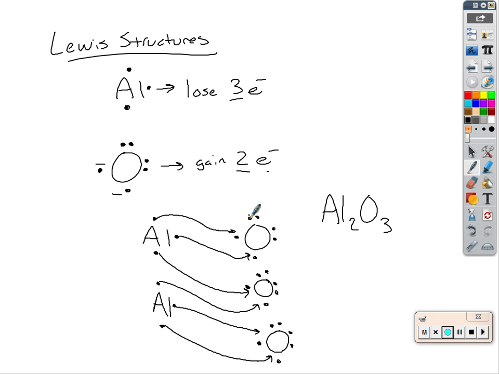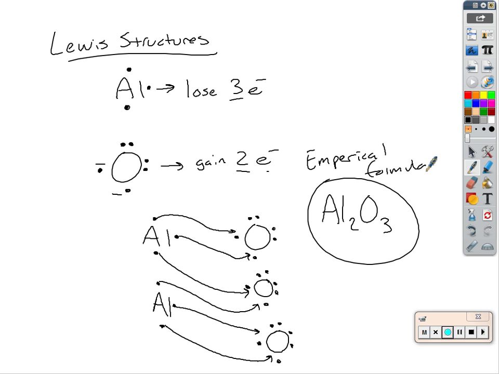And again, this type of formula is called an empirical formula. It is a ratio. It's the ratio of aluminum to oxygen in this case.